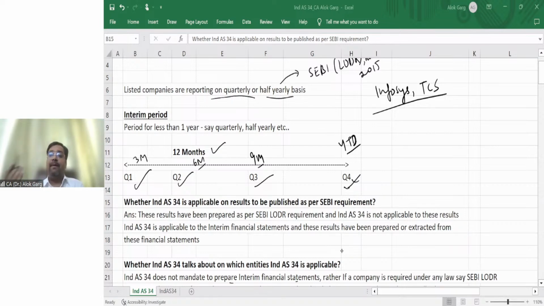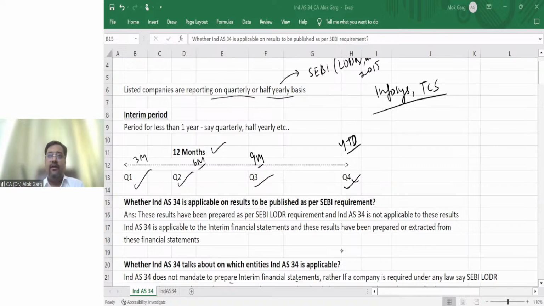And these are required to be published as per the format given in the SEBI LODR rules. Okay. Let's say SEBI LODR rule says that for the first quarter, the company has to prepare and publish the P&L for some periods and some specific notes to accounts. In the second quarter, the company has to publish the P&L, cash flow, balance sheet, and some notes to accounts. They are not talking about statement of changes in equity.